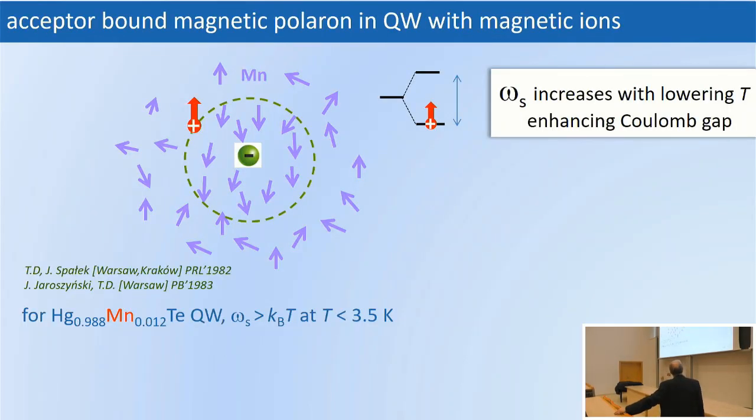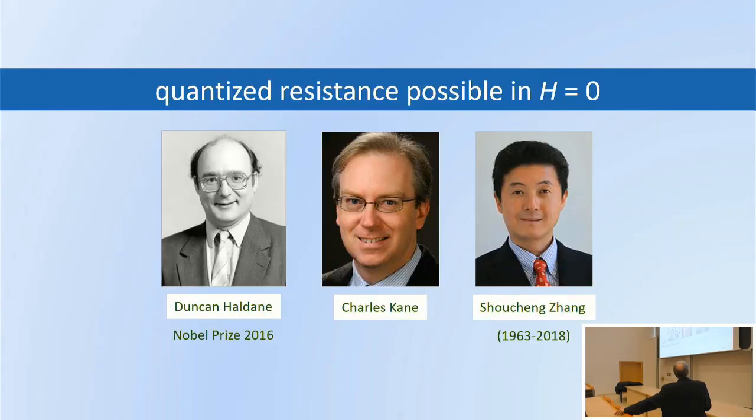Why is manganese better? It's a kind of nice physics. I was involved in this physics for years. It's for specialists. We have magnetic ions and we have this acceptor. Around this acceptor, there is a ferromagnetic cloud, which increases the splitting of this acceptor, increases the Coulomb gap, and everything makes manganese much better compared to cadmium because of this magnetic polaron formation.